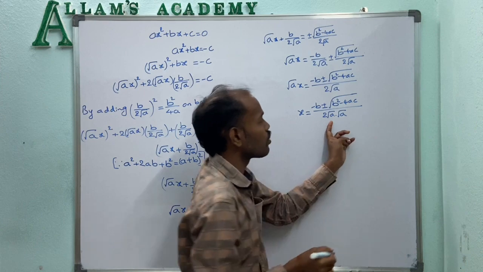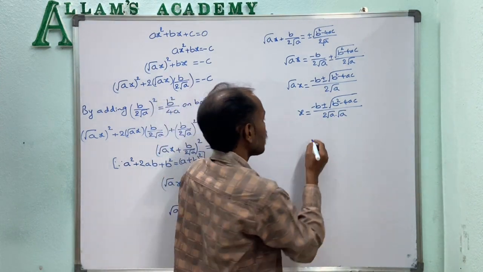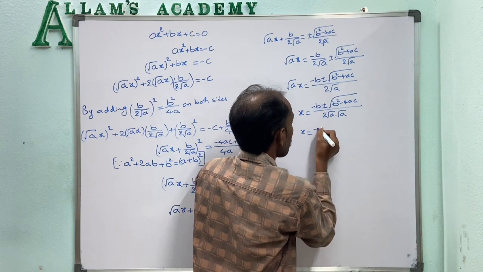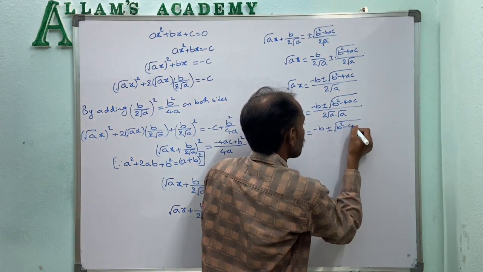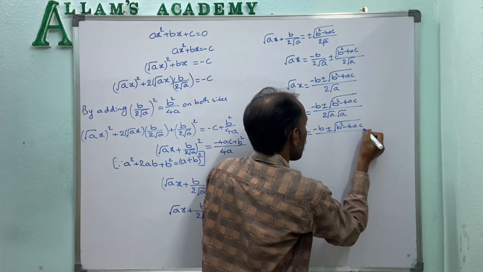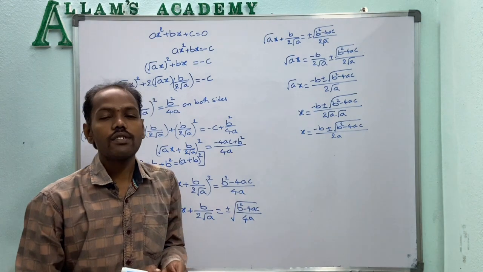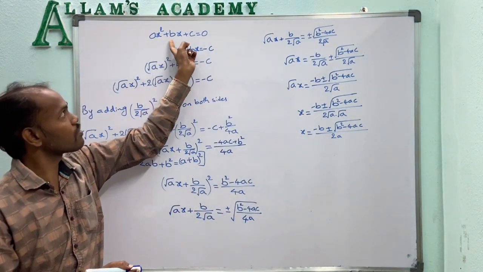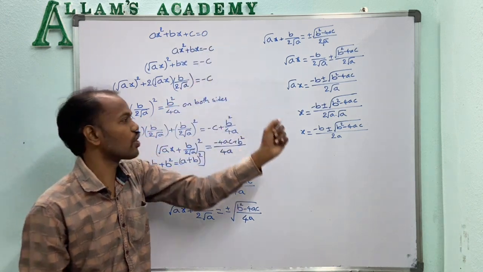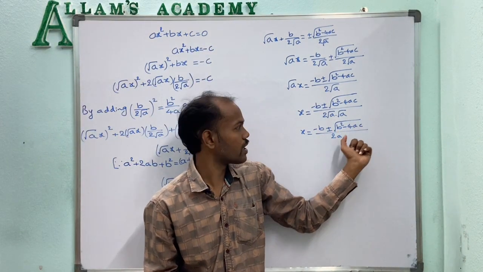Now root a into root a is nothing but root a square. Root a square is a. So x equal to minus b plus or minus under root b square minus 4ac by 2a. So it is the quadratic formula. So the quadratic formula for the general form ax square plus bx plus c equal to 0 is nothing but minus b plus or minus under root b square minus 4ac by 2a.